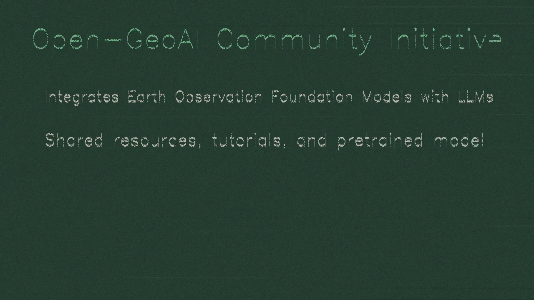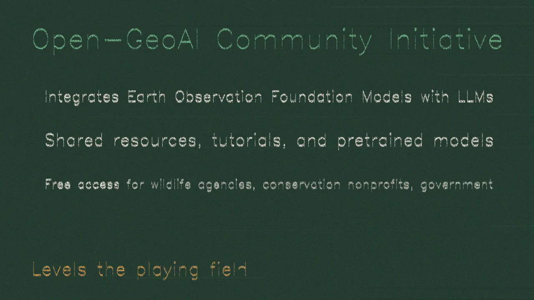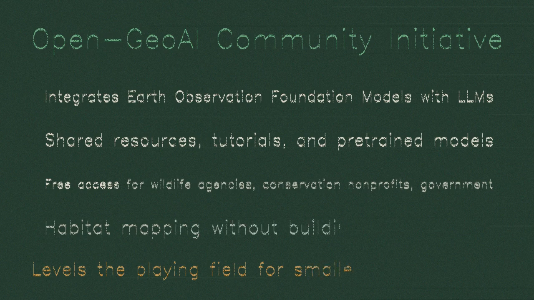For smaller environmental organizations, conservation nonprofits, or government agencies with limited budgets, this community approach means they can access capabilities that were previously only available to well-funded research labs or large corporations. A wildlife agency wanting to use AI for habitat mapping does not need to build everything from scratch anymore.